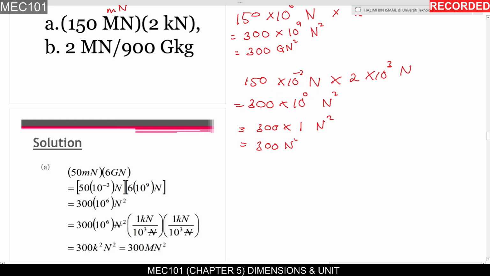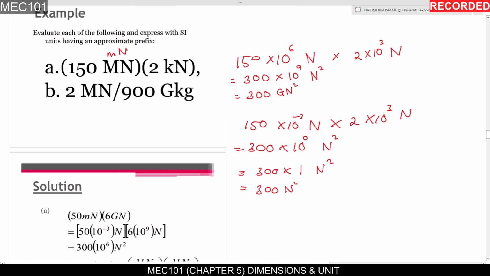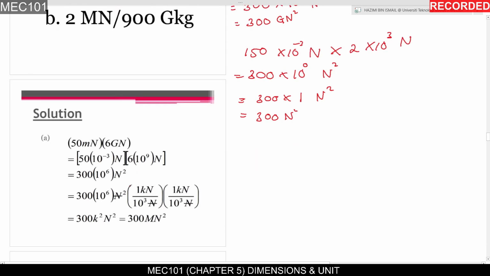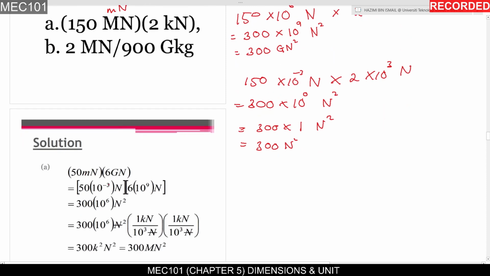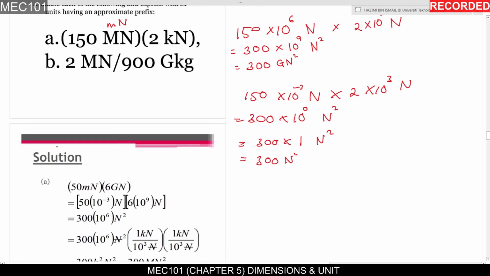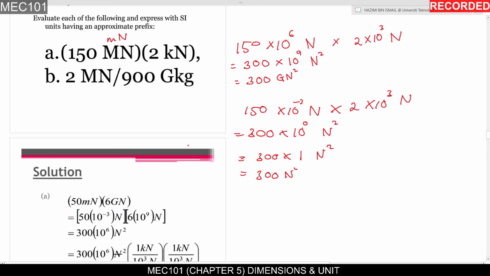This solution applies if the question means a small m, not the capital M. Small case m means milli, so this is the answer. If the question itself means mega here, then this is the answer. But the solution here is very different because the question is not the same as the solution. This is 150 millinewton times 6 giganewton, while we have 150 meganewton times 2 kilonewtons.